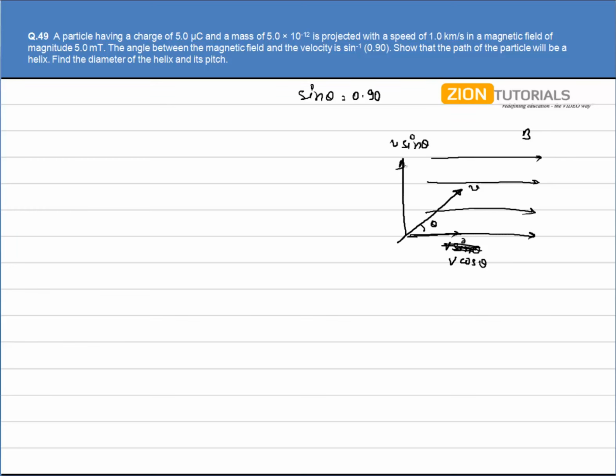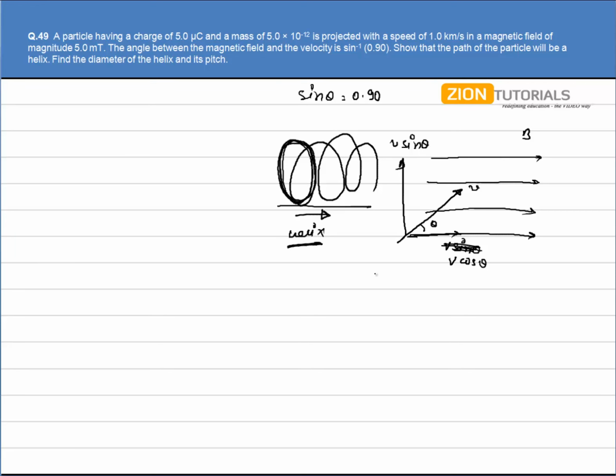v sin θ is perpendicular to the magnetic field, so it will start rotating in a circle. It will rotate in a circle like this, continuously. But it also has a velocity v cos θ in this direction, so together with rotating in a circle, it will move ahead with that velocity. Such a kind of motion is known as a helix.